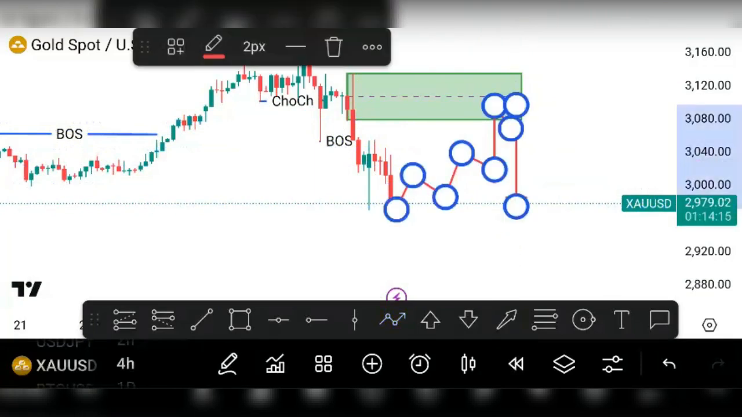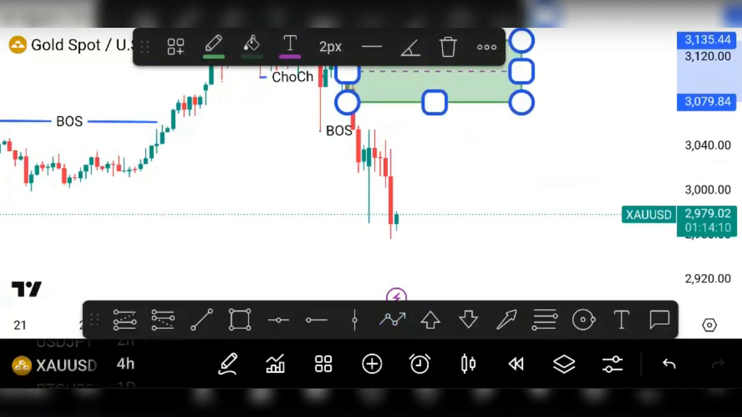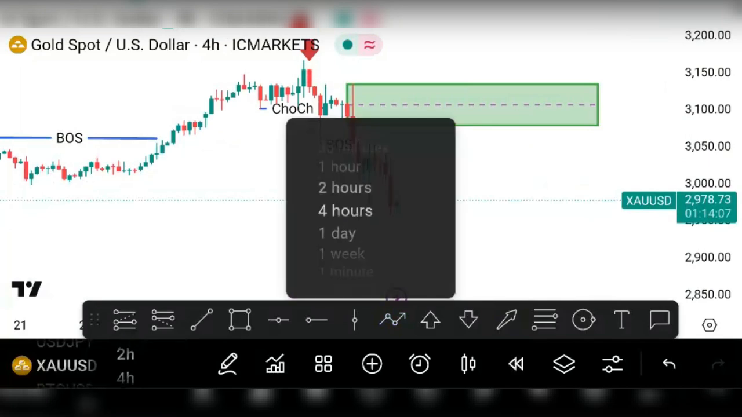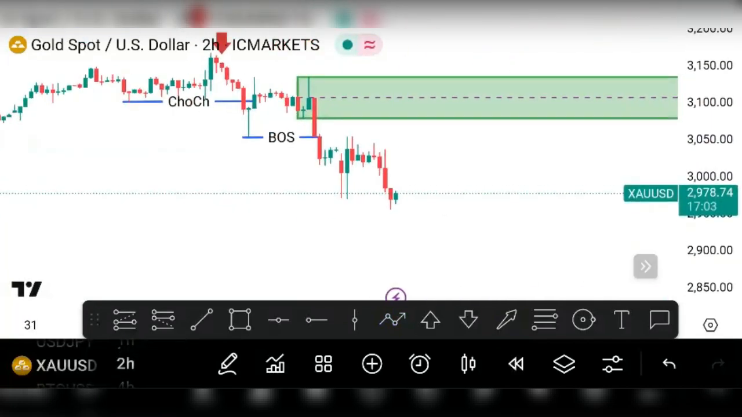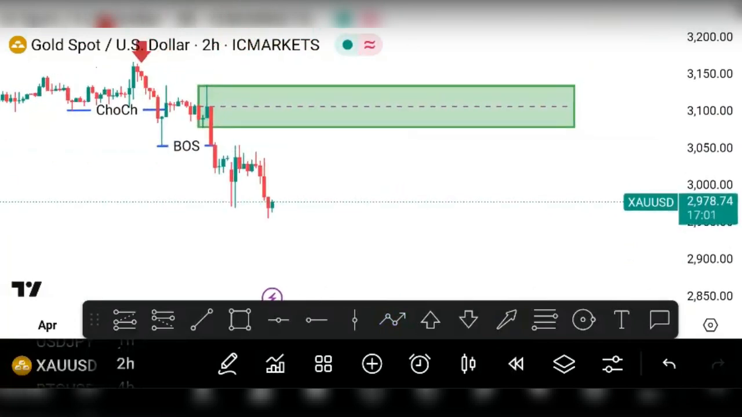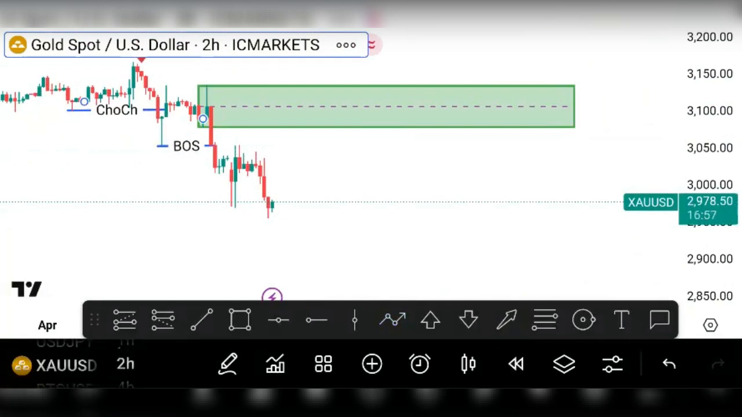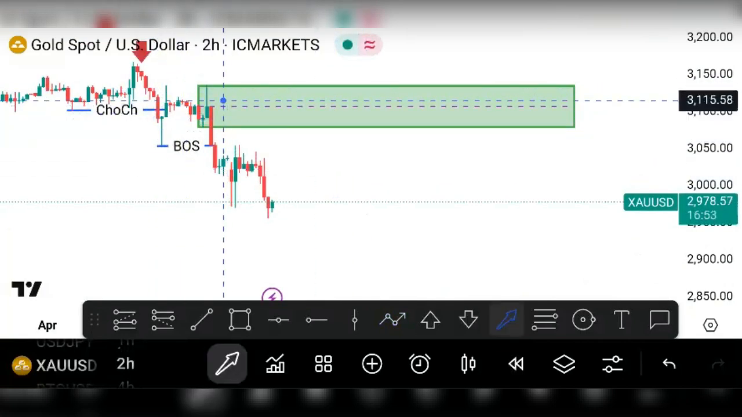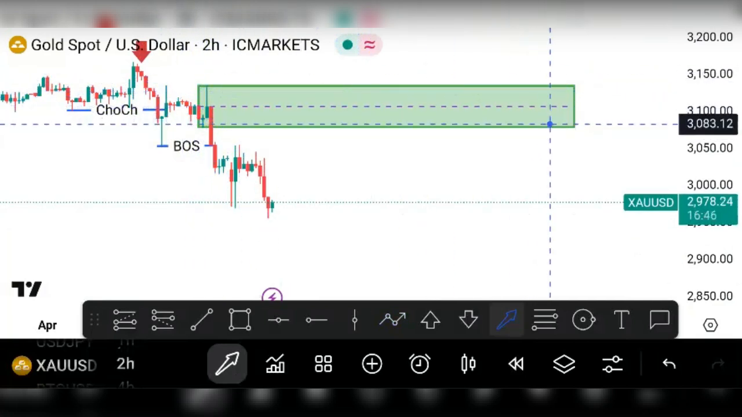Now we've identified our supply zone on the 4-hour time frame. Let's go to our 2-hour time frame, to see if we can find any other supply zone. So we can see we have another supply zone on the 2-hour time frame, but the 4-hour supply zone is covering it. You can see this is the 4-hour zone. This one, this one, this one. So the 4-hour time frame already is covering it.